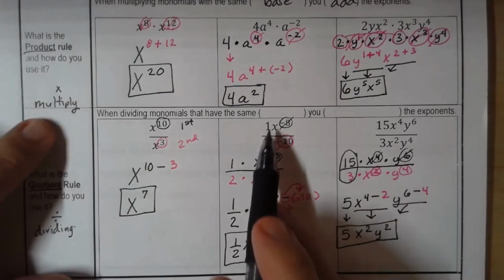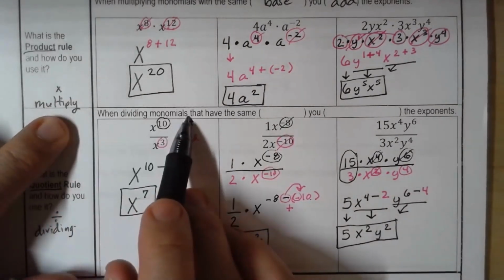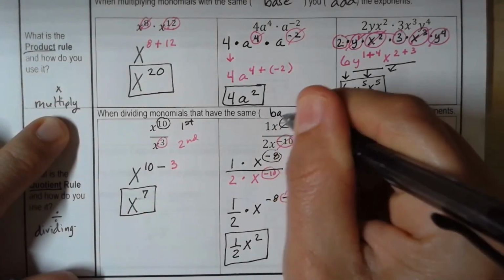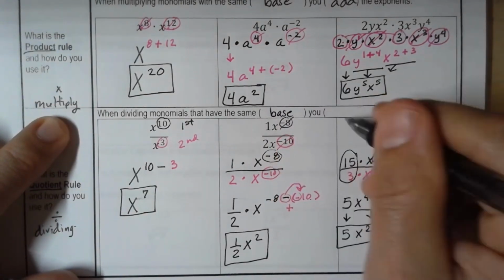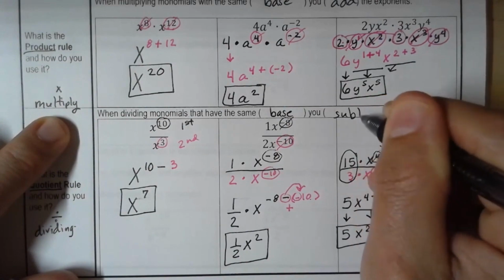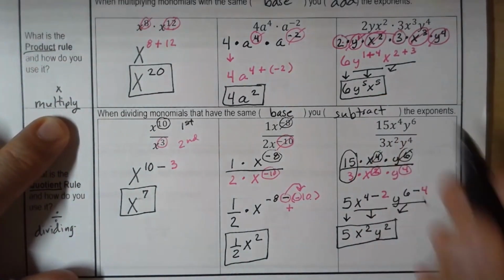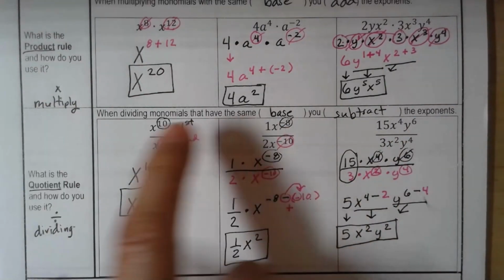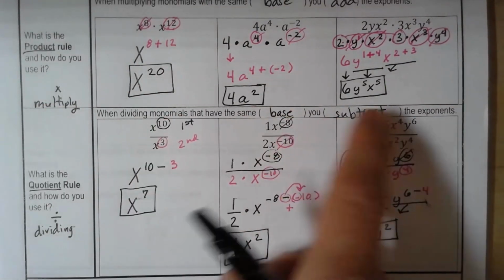And let's not forget to fill this in. When dividing monomials that have the same base, you subtract the exponents. So that's what we just did, right? We had the same base, and it was dividing, so we subtracted the exponents.